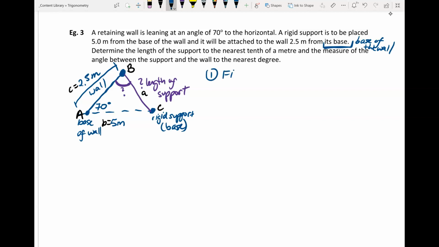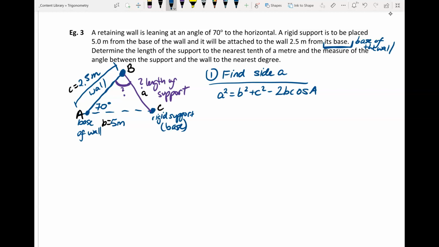I'm just going to find side A first. And with our information, you could have found angle B if you wanted to. It really doesn't matter which one you do first. Because I'm finding side A, I'm going to use the cosine law because we have side, angle, side. And I'm going to use the cosine law that has A twice. So that's A squared is equal to B squared plus C squared minus 2BC cos A.